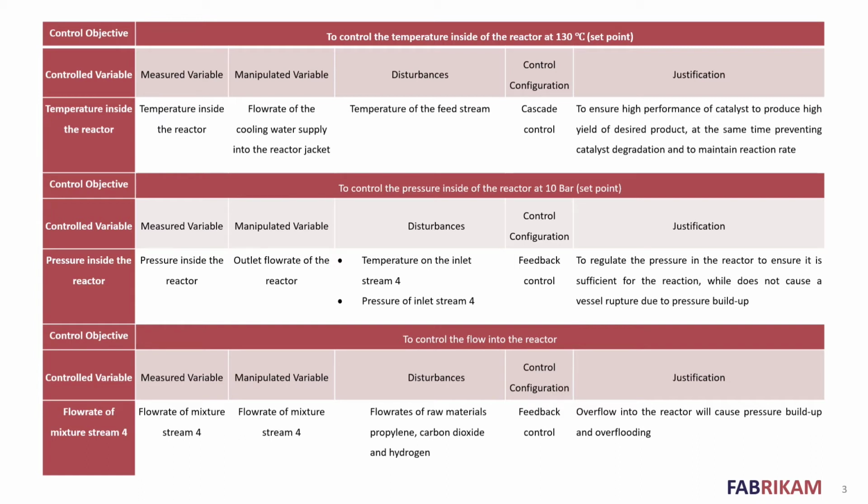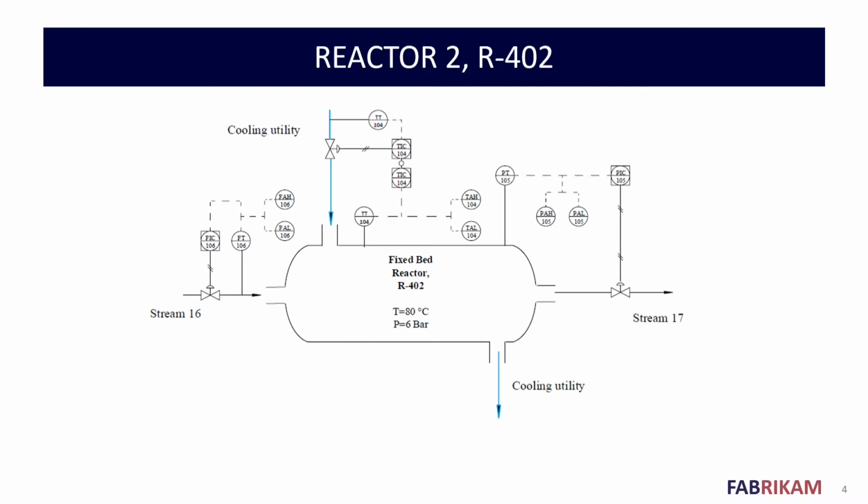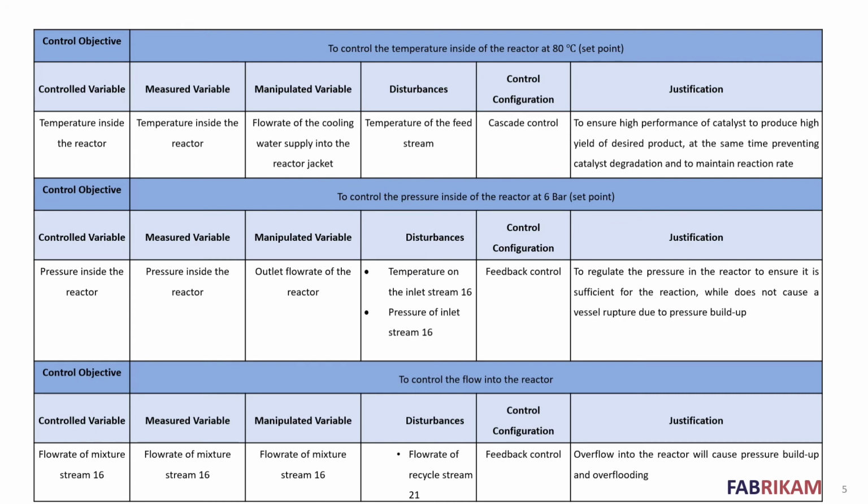For the third objective, the measured value is flow rate of inlet stream, while the manipulated variable is also the flow rate of inlet stream. The control configuration is feedback control. Reactor 2 R402 is also an isothermal reactor. The control configuration for reactor 2 is similar to reactor 1. The control objective and the control configuration for reactor R402 is similar to reactor R401, but the temperature and pressure conditions for R402 differ from R401.